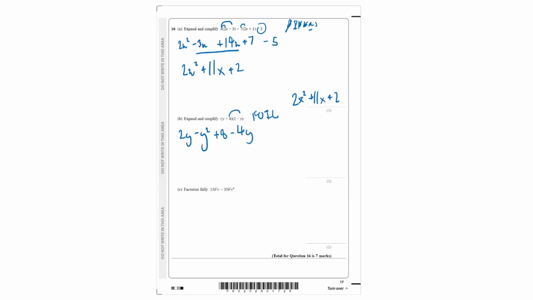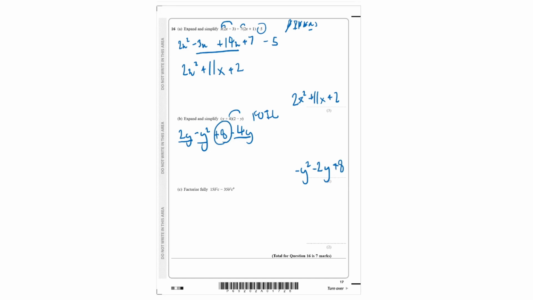We can then combine the like terms. Here we just have negative y squared, so we can write that, negative y squared. Negative 4y plus 2y is negative 2y. And then we have 8 plus 8.